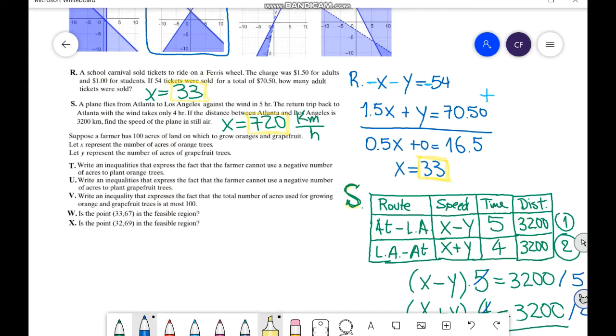Suppose a farmer has 100 acres of land on which to grow oranges and grapefruit. X is going to represent the number of acres of orange trees, and Y is representing the number of acres of grapefruit trees. So let's write down here, X is oranges and Y is grapefruits.